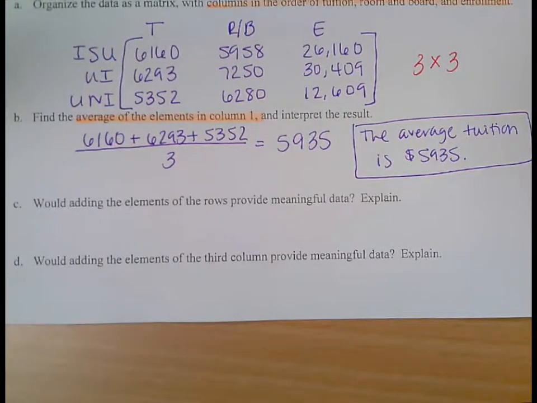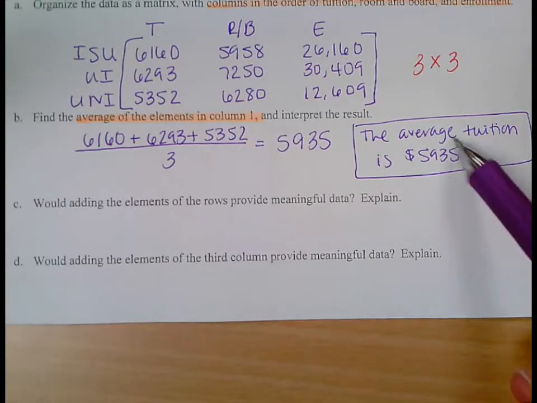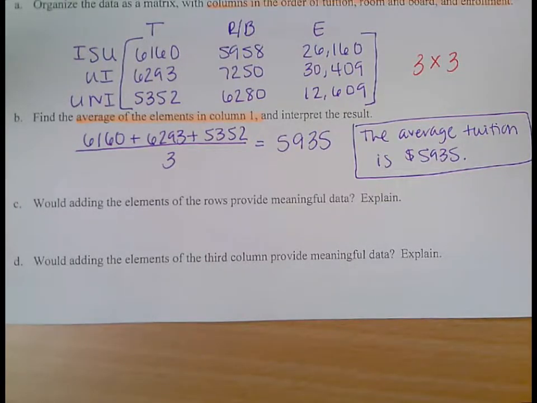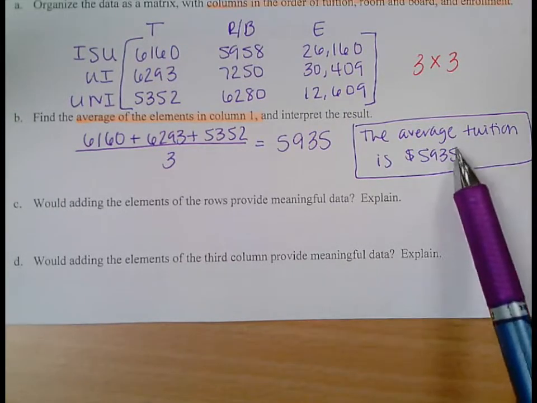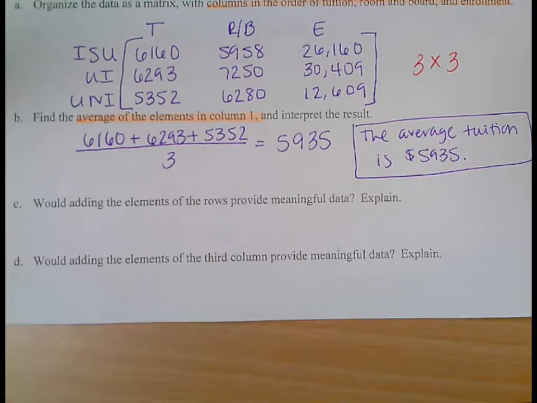So that's an instance where averaging the first column, we get a value that is meaningful. And meaningful doesn't mean is it meaningful to you personally. You take your opinion out of it. Meaningful just means does the number actually represent something? Does it make sense to average those values? In this case, it would give us the average tuition.